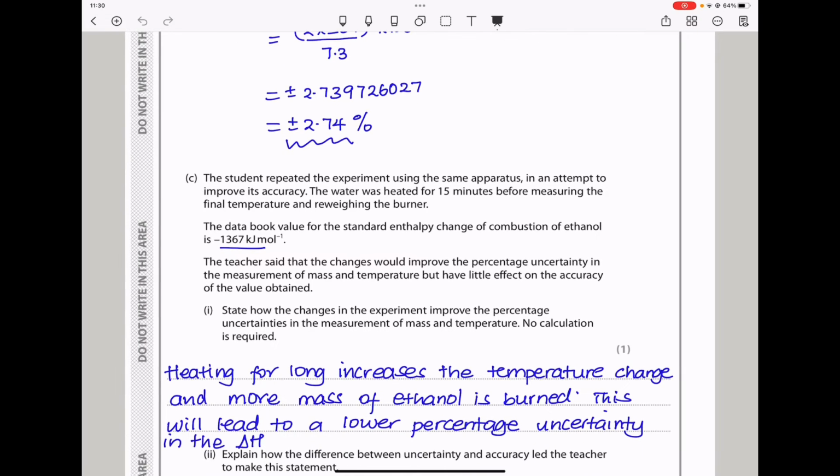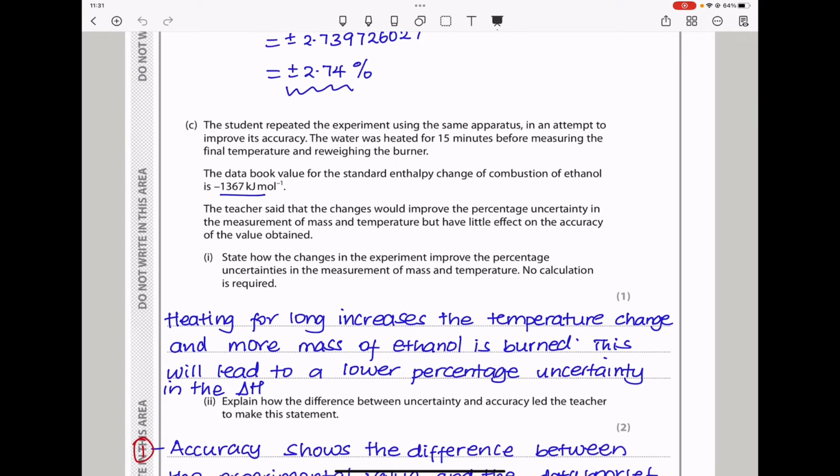Moving on down here, they say the student repeated the experiment using the same apparatus in an attempt to improve its accuracy. The water was heated for 15 minutes before measuring the final temperature and reweighing the burner. The data book value for the standard enthalpy change of combustion of ethanol is 1367 kilojoules per mole. The teacher said that the changes would improve the percentage uncertainty in the measurement of mass and temperature, but have little effect on the accuracy of the value obtained. State how the changes in the experiment improve the percentage uncertainties in the measurement of mass and temperature.